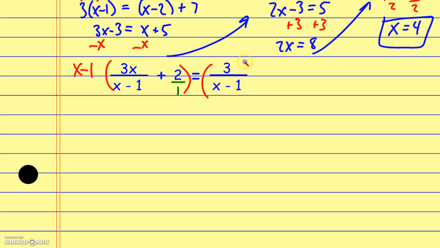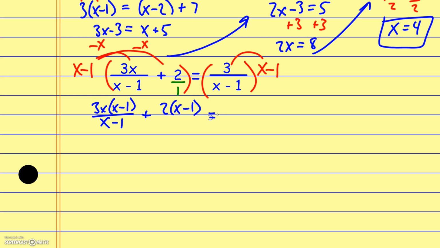Whatever I do to one side, I have to do to the other side. And so now as I distribute this thing, again, I have to distribute it to each of the pieces over here, each of the fractions. Over here, there's only one fraction. So here's what it gives me. It gives me a 3x times x minus 1 over the x minus 1, plus that's going to be a 2 times x minus 1 over 1, which I don't need to write. And then here it's the 3 times x minus 1 all over x minus 1.